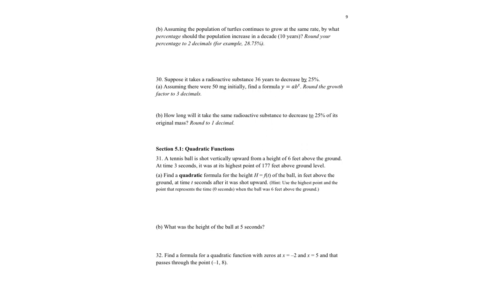All right, so for part B, it says, assuming the population of turtles continues to grow at the same rate, by what percentage should the population increase in a decade? So 10 years. And so just a reminder, we have our function P of t is equal to 175 e to the 0.045t. And it wants to know by what percentage should the population increase in a decade. And so our equation is essentially going to be set up as P of 10 is equal to 175 times e to the 0.045 times 10, right?